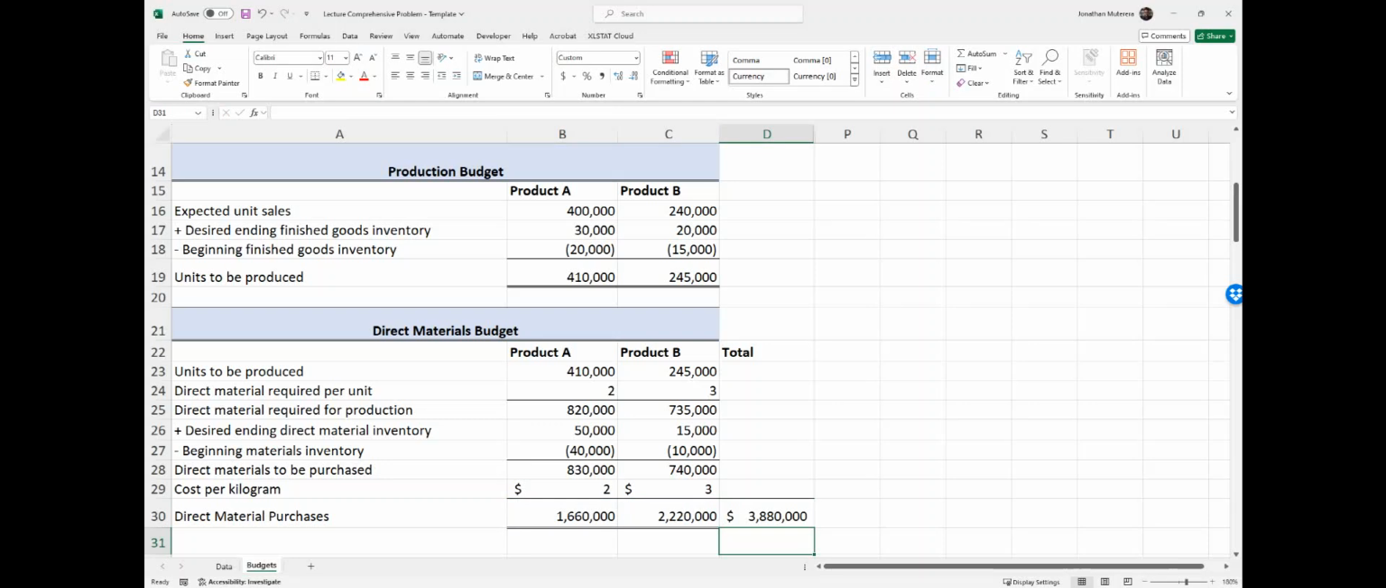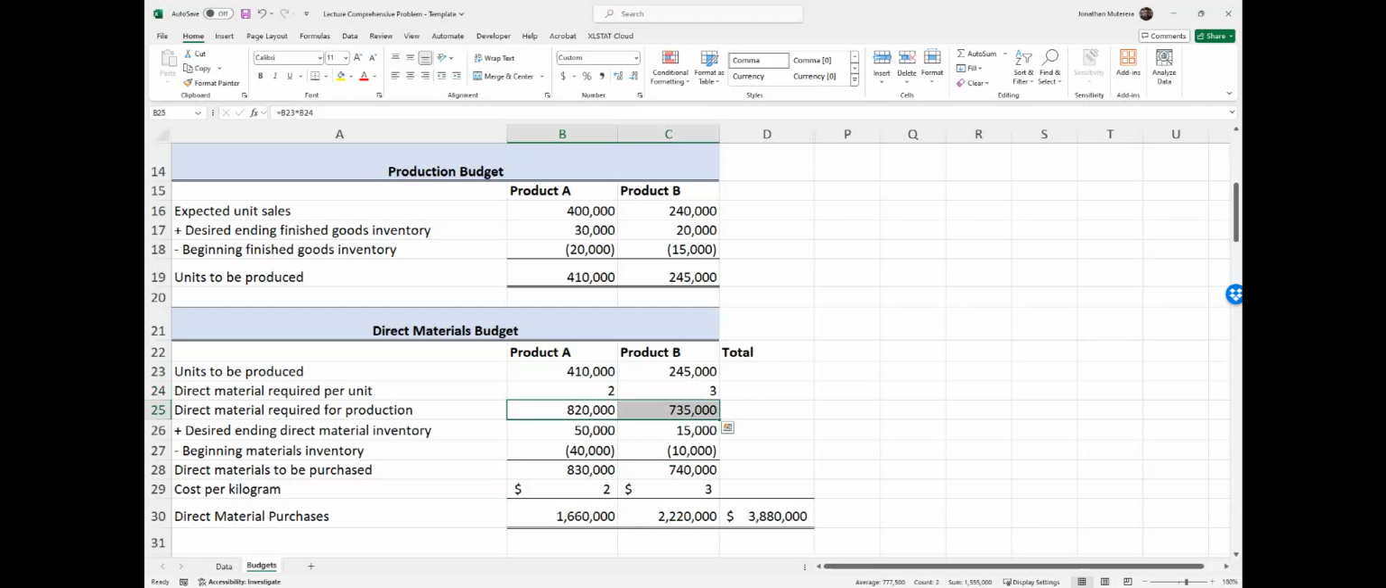Okay, so that's it with the direct materials budget. If I were you, I would break it down into a few little chunks. First of all, it will be answering the question: how much direct material is required to meet our production? We know the number of units that need to be produced and the material required for each unit. So this is the material that we need for production.